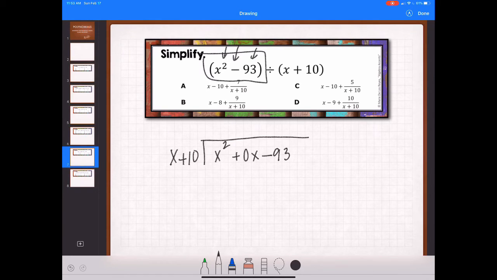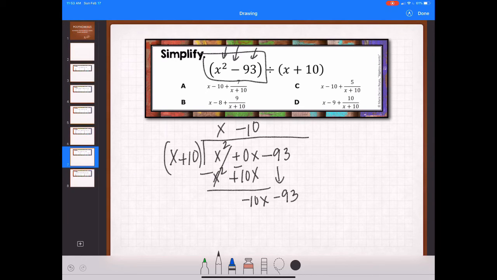So now x times x would give you the x squared. Multiply, that gives you x times 10 is 10x. Subtract, this cancels, subtract, that's negative 10x. Bring down the negative 93. x times negative 10 gives us negative 10x. Negative 10 times 10 is negative 100. Opposite, opposite, this cancels, and we have a remainder of 7. Positive 7 over x plus 10. So the correct answer for our quotient is x minus 10 plus 7 over x plus 10.